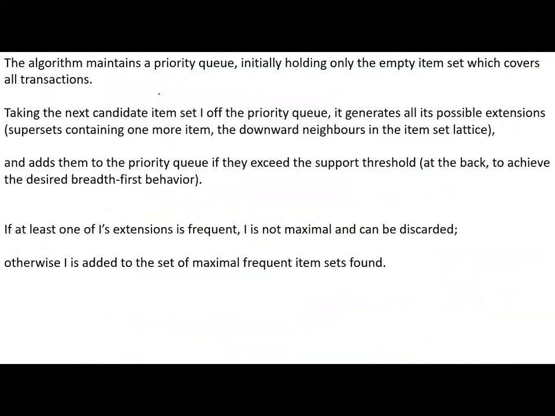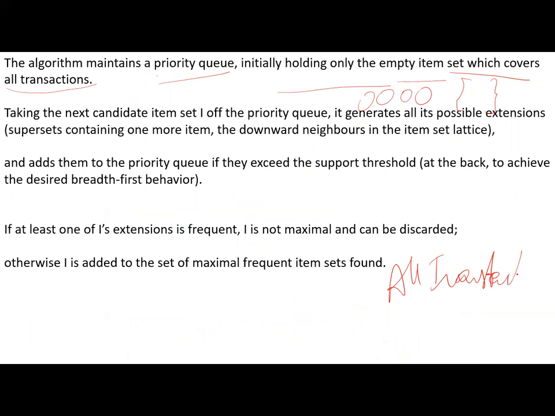The algorithm maintains a priority queue, initially holding only the empty item set. Empty item set, I think you all might be knowing. This is the empty item set, which covers all transactions, my dear friends. All transactions, that is very important. Now, taking the next candidate item set I of the priority queue.